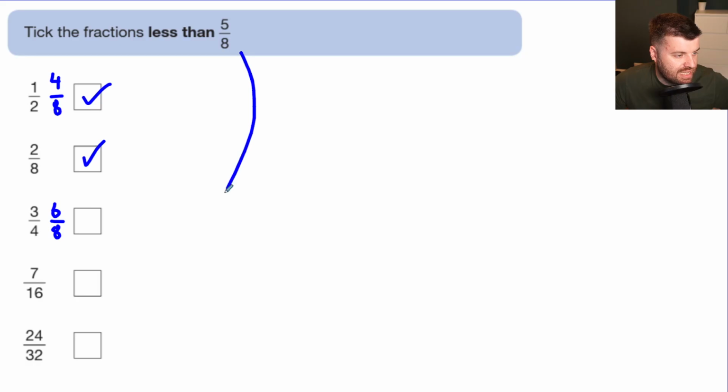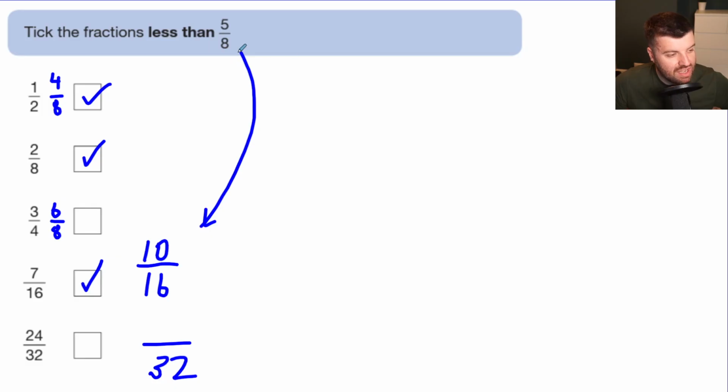7/16. So what I do in this case is I'd make 5/8 into 16ths. So here we're actually asking, tick the fractions less than 10/16. Well, actually, yes, this is less than 10/16. And down at the bottom, again, I would change 5/8 into 32nds. 8 times 4 is 32. 5 times 4 is 20. So this is not less. 24/32 or 30 seconds or 30... I know I get confused with that one. It is not less. So they're the 3 that we have to tick there.